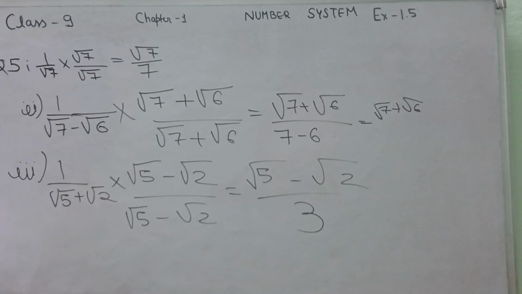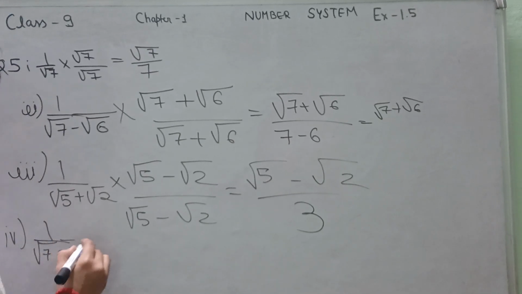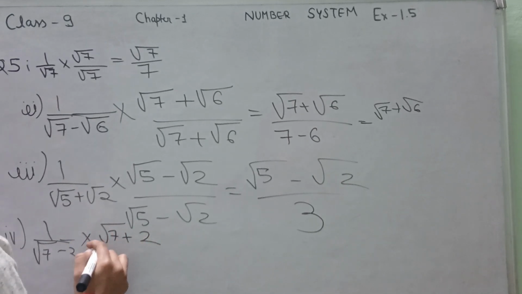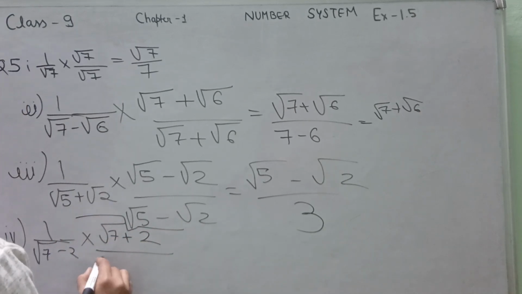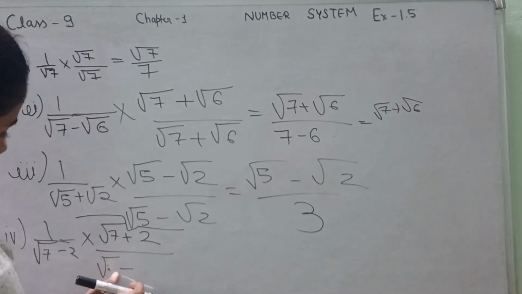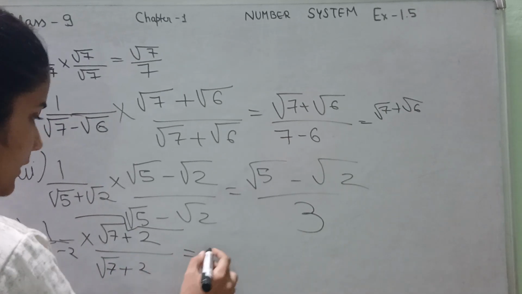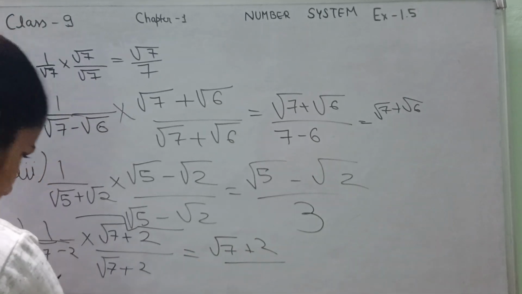Coming on to question number 4, which is 1 upon root 7 minus 2. So this can be rationalized by multiplying with root 7 plus 2. I think it's understandable. Sorry, I'm again making a mistake, root 7 plus 2. So what it becomes? It becomes root 7 plus 2. Now we need to multiply this by this.